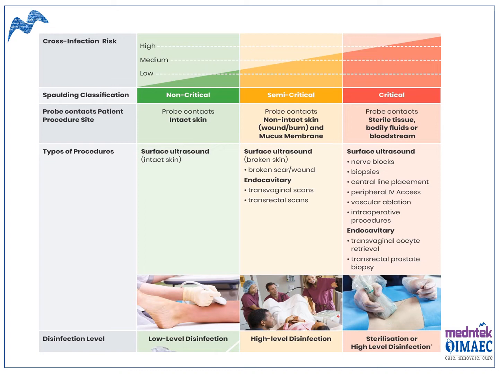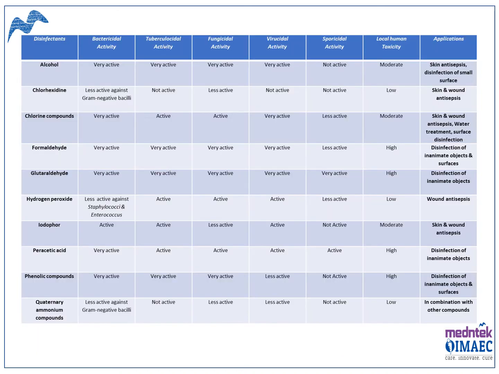For the critical, probes contact sterile tissue, body fluids, and the blood stream. So these include surface ultrasound, nerve blocks, biopsies, central line placement, and peripheral IV access, because they are directly involved with the sterile tissue or the blood stream. Ideally it should be sterilization, or if the medical device is very heat sensitive, then it should go for high level disinfection.